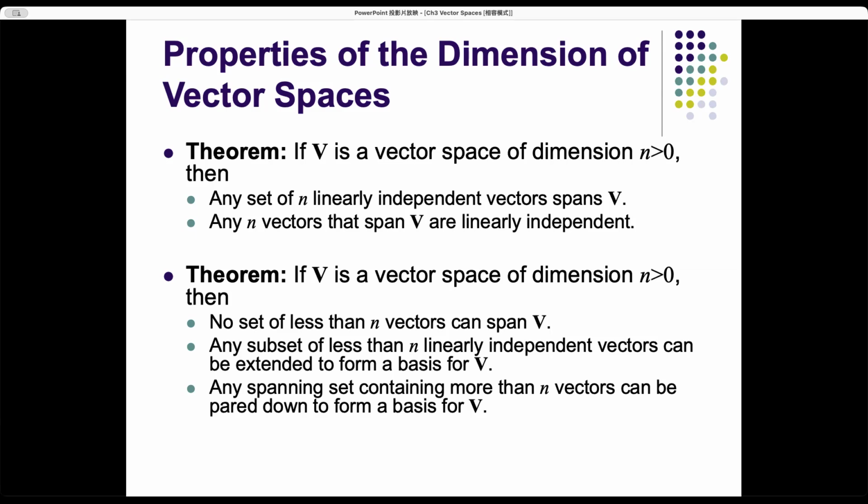We can keep adding a vector until when? Until the time when this set has n vectors. At that time, we guarantee that these vectors must be able to span V, because from the previous theorem, any set of n linearly independent vectors spans V, right? So the second one is done. The third one is interesting. Any spanning set containing more than n vectors can be pared down to form a basis for V.